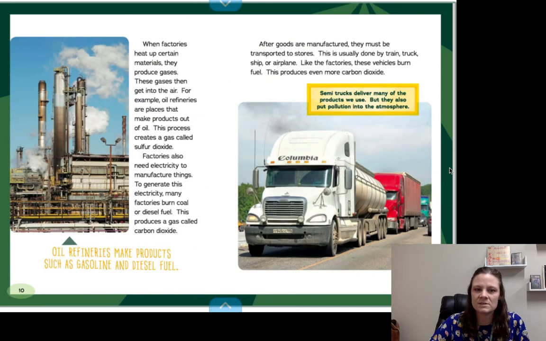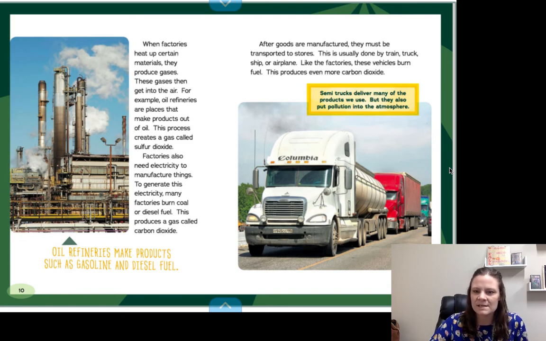When factories heat up certain materials, they produce gases. These gases then get into the air. For example, oil refineries are places that make products out of oil. This process creates a gas called sulfur dioxide. Factories also need electricity to manufacture things. To generate this electricity, many factories burn coal or diesel fuel. This produces a gas called carbon dioxide. Oil refineries make products such as gasoline and diesel fuel.